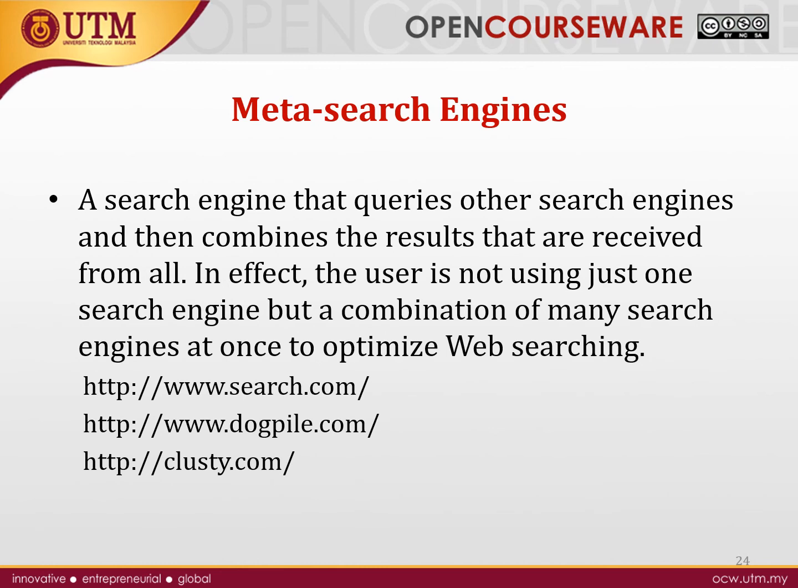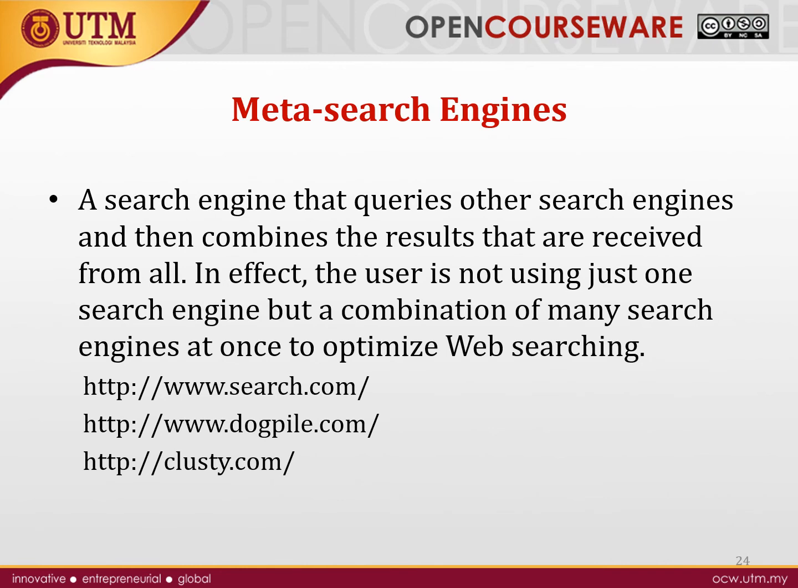All right, the third category is meta search engines. Meta search engines actually acquire other search engines. So when you are using meta search engines, you are not using a single search engine itself. You are using a combination of more than one search engine. So it is a search engine that acquires other search engines and then combines the results that are received from all. So this is why it's called meta search engines.